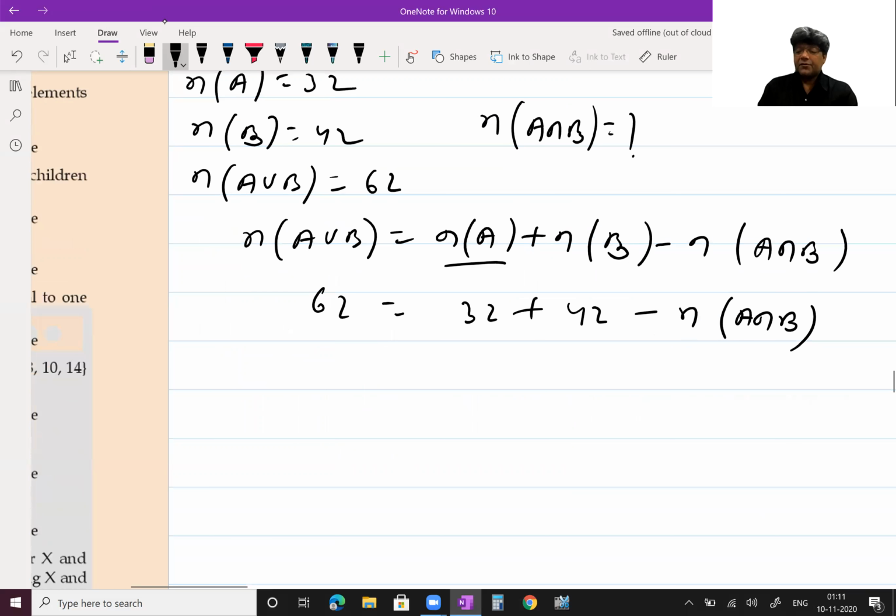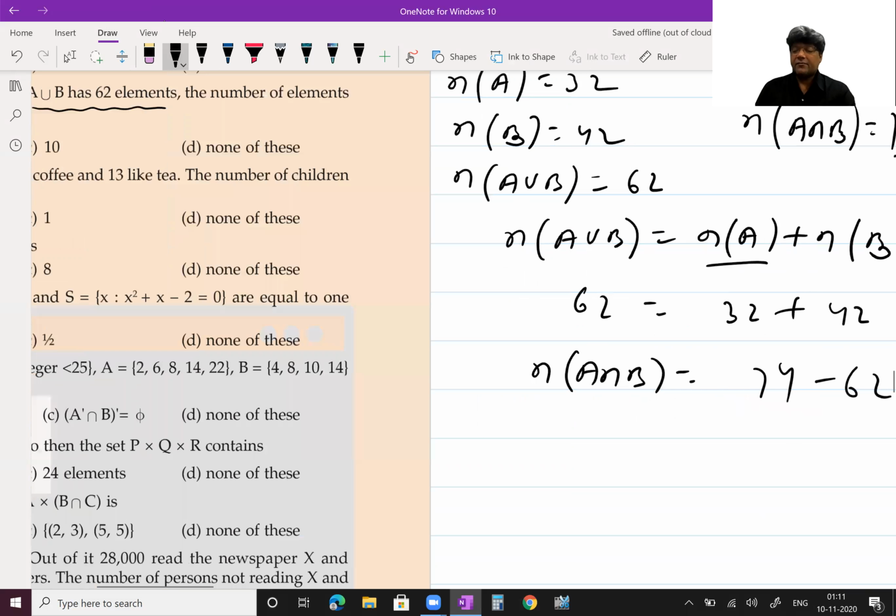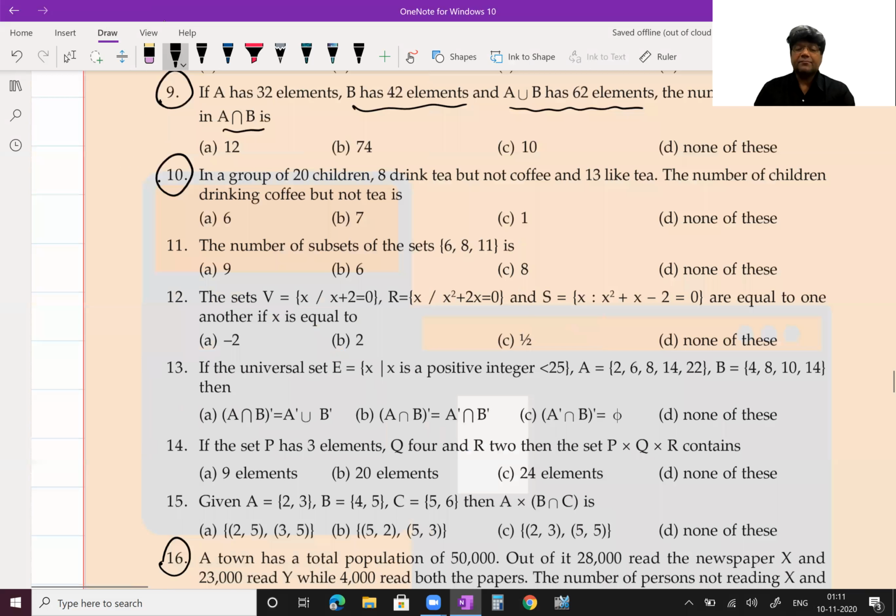So if you shift n(A intersection B) to the left hand side, then this is 2 plus 2, 4, 4 plus 3, 7. This 62 transfer to this side, it will be 12. But we can do it by Venn diagram also. See, similar type of question. Next question I will do by Venn diagram.